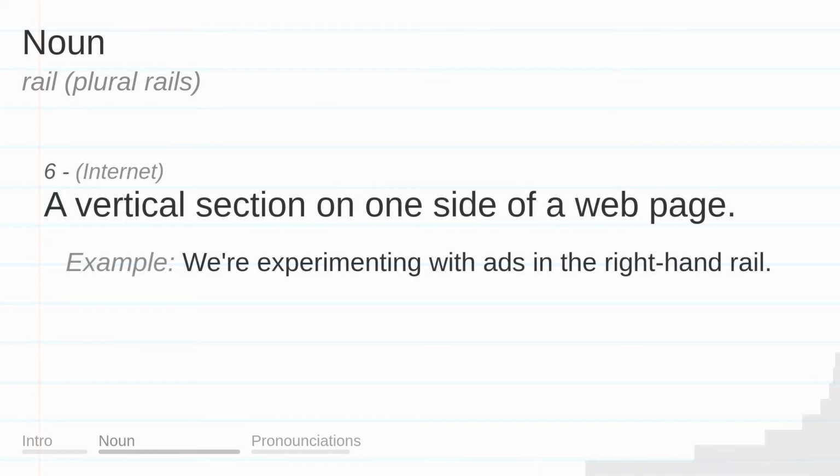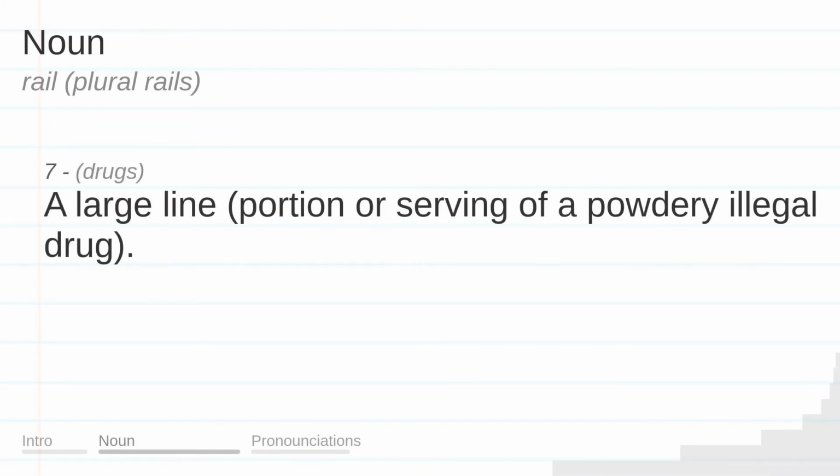A vertical section on one side of a web page. Example. We're experimenting with ads in the right-hand rail. A large line, portion or serving of a powdery illegal drug.